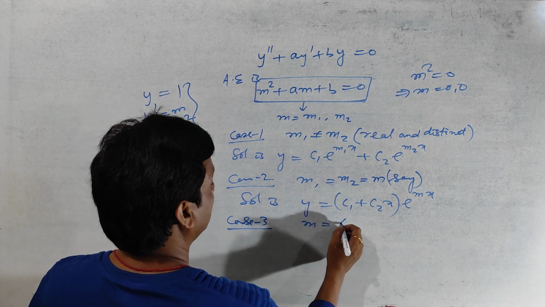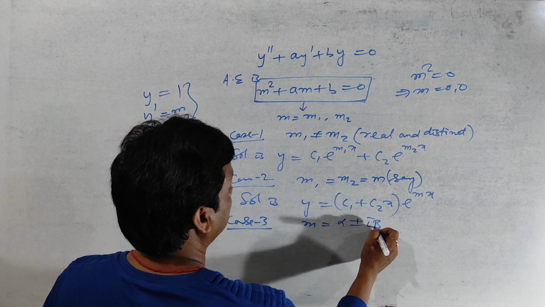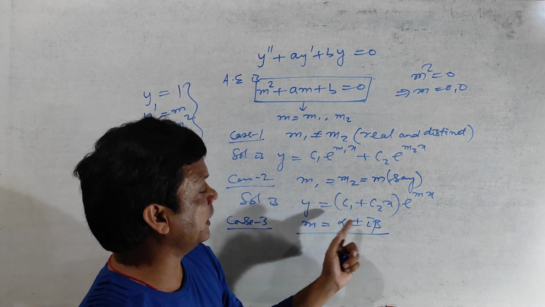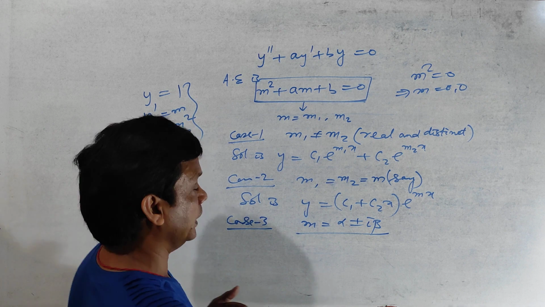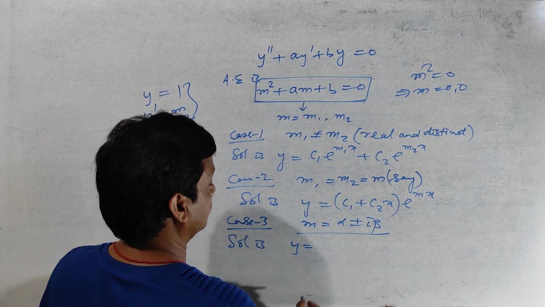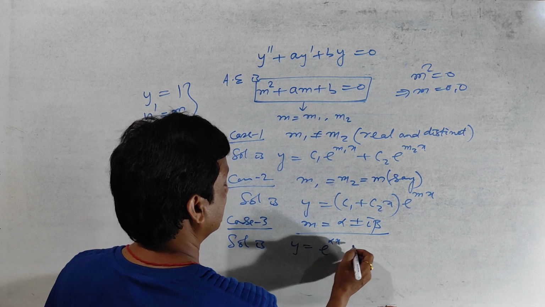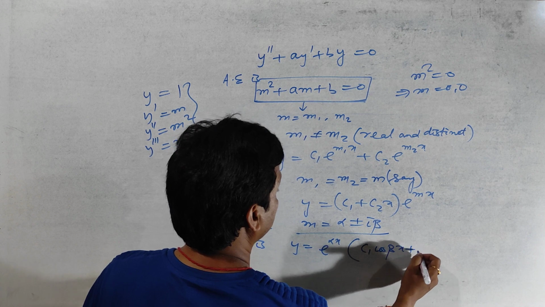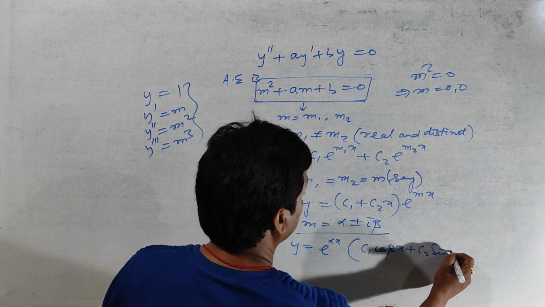See here, case 3. If m is equal to alpha plus minus i beta in this form, that means complex conjugates alpha plus i beta and alpha minus i beta, the solution in this case is y is equal to e to the power alpha x into c1 cos beta x plus c2 sin beta x.